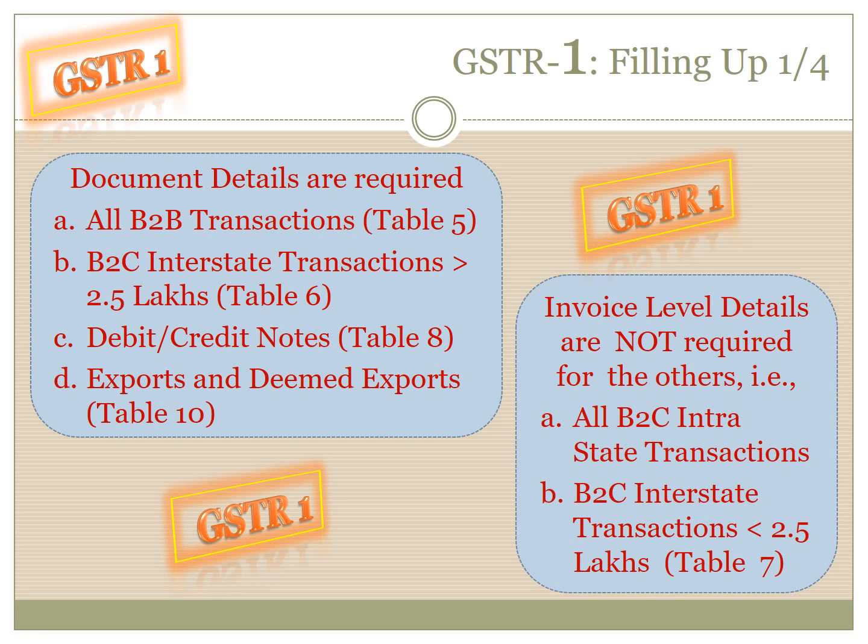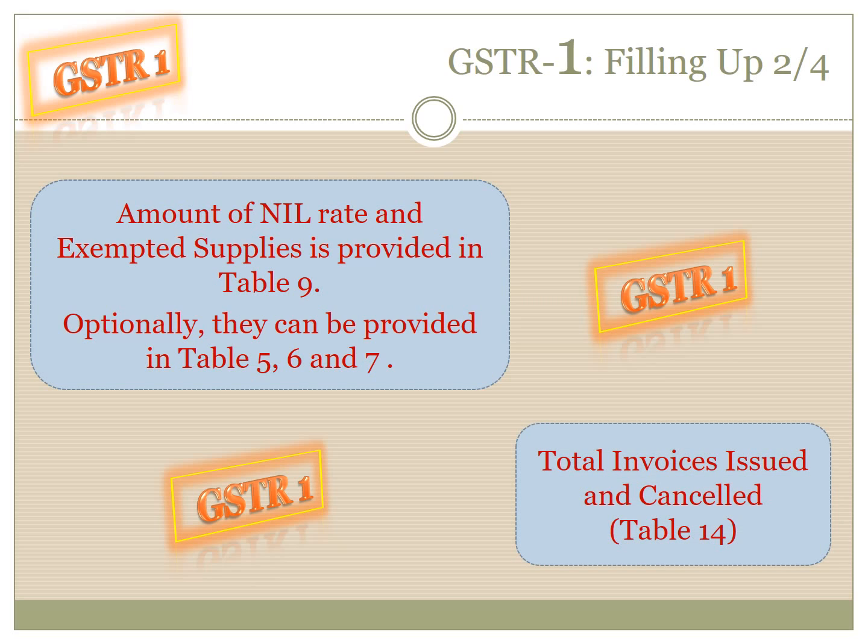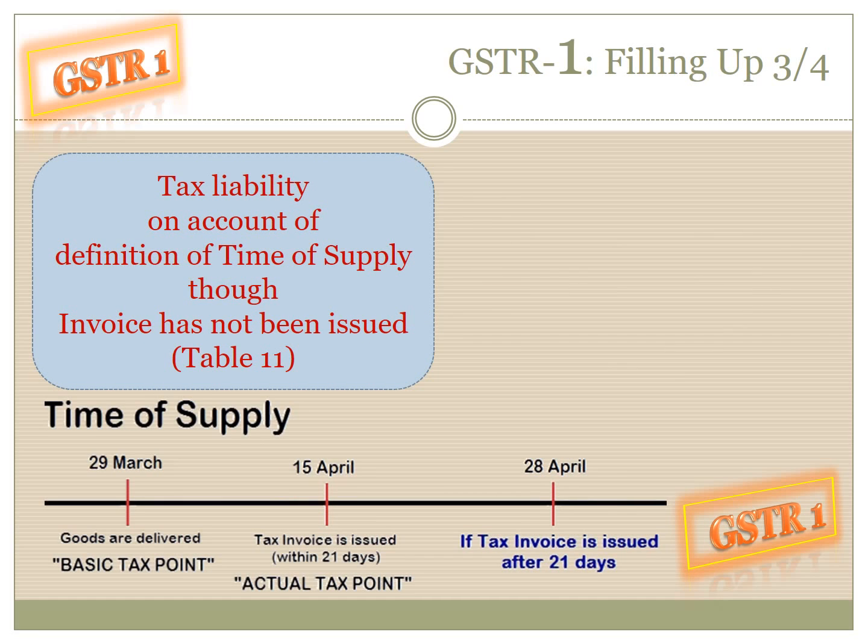In Table 7, the total of the transactions grouped on the basis of state of supply and HSN or SSC needs to be mentioned for all intrastate B2C transactions and interstate B2C transactions with value up to Rs 2.5 lakhs. Amounts of nil rate and exempted supplies are provided in Table 9. Optionally, these figures can be provided in Tables 5, 6 and 7 also. Table 14 requires the statistical figure of total invoices issued and cancelled, including the invoices issued for reverse charge purchases. Time of supply provisions fasten liability on the supplier even before issue of invoices, on receipt of advances, etc.